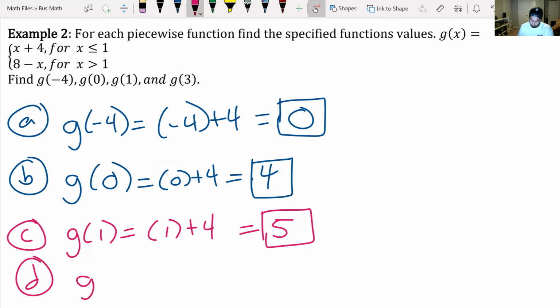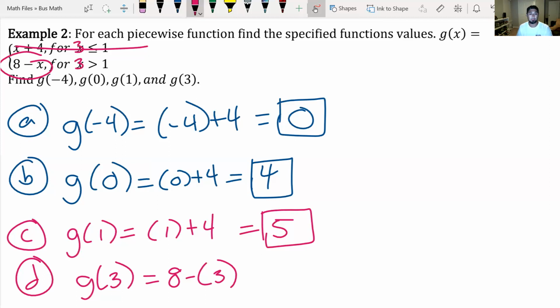Last one. g of 3. Is 3 less than or equal to 1? Definitely not. Is 3 greater than 1? Yes. This means we get to use 8 minus x. So you'll get 8 minus 3, which will also give us 5.